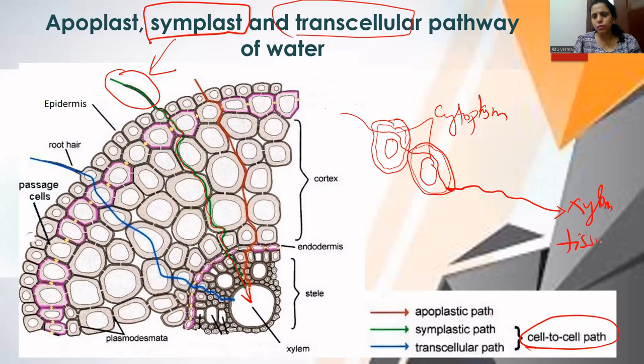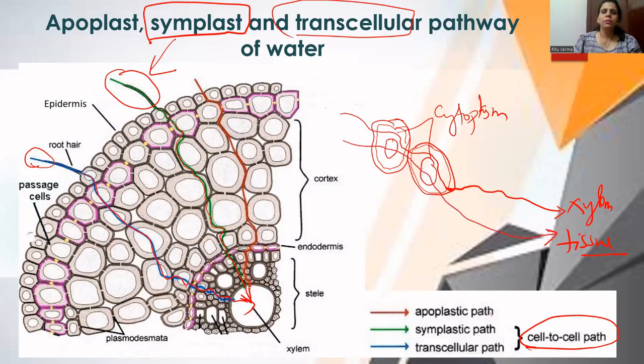And in the third case, the transcellular pathway, which is represented by this blue color line, water enters inside the cell and it also enters inside the vacuole of the cell. That's why it is called transcellular. That means it completely enters inside the cell. So on this blue color line you can see clearly that water has entered inside the cell and it's moving through the vacuole of each cell in order to reach the xylem. So in the transcellular pathway, the water moves through the vacuole in order to reach the xylem tissue.